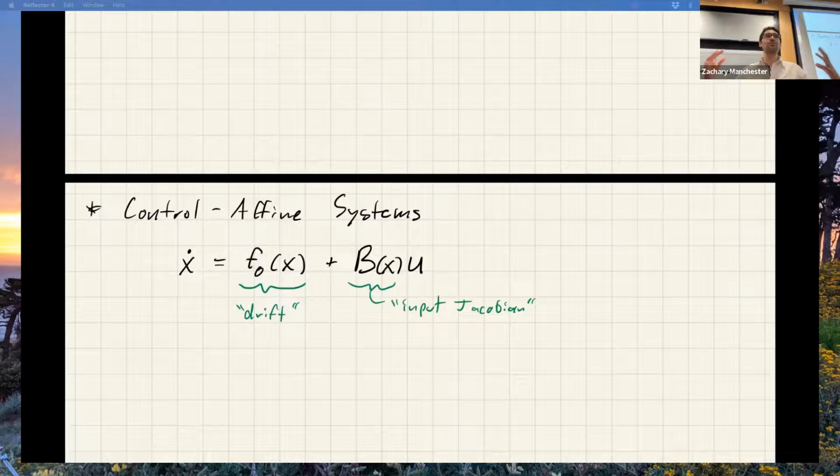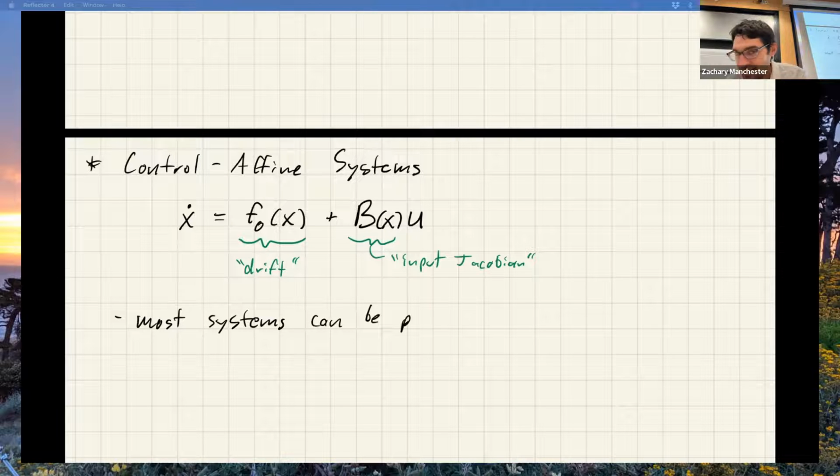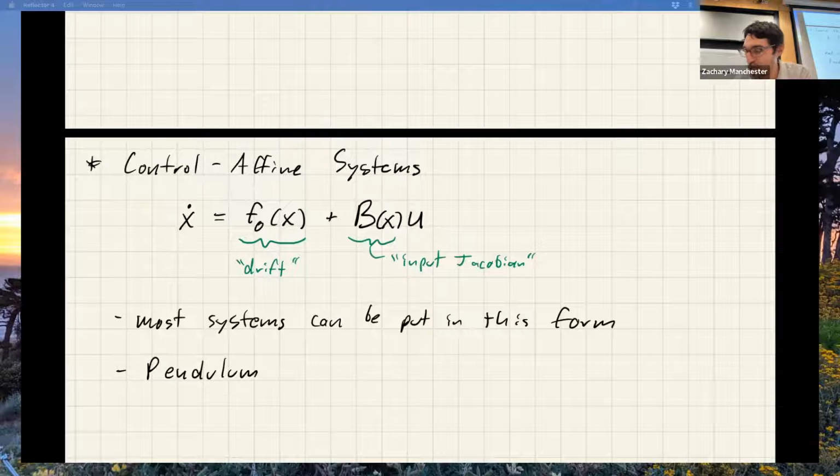These are actually surprisingly common. You might think not everything is like this, but basically any smooth system you can write this way, and basically anything we care about in robotics can be written in this form. There's a trivial trick for writing something in this form if it's not already. Does anyone know what the trick is? We'll do the pendulum example. Speak up if you know the trick.